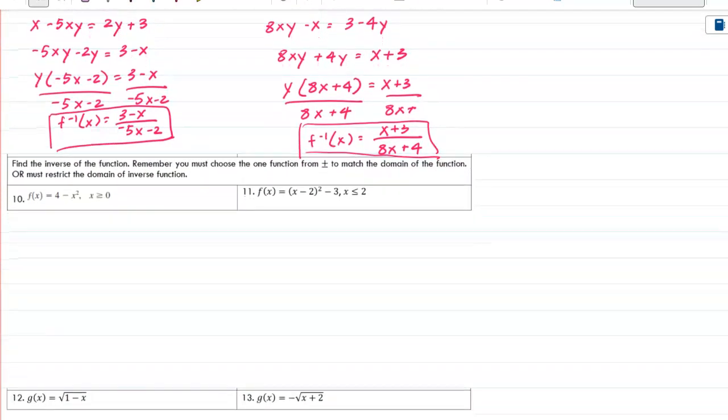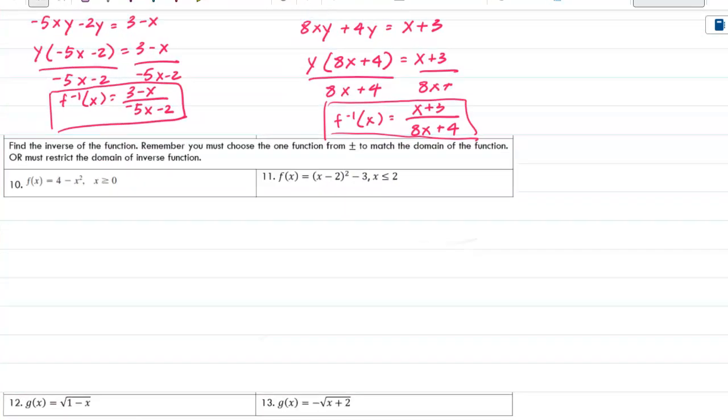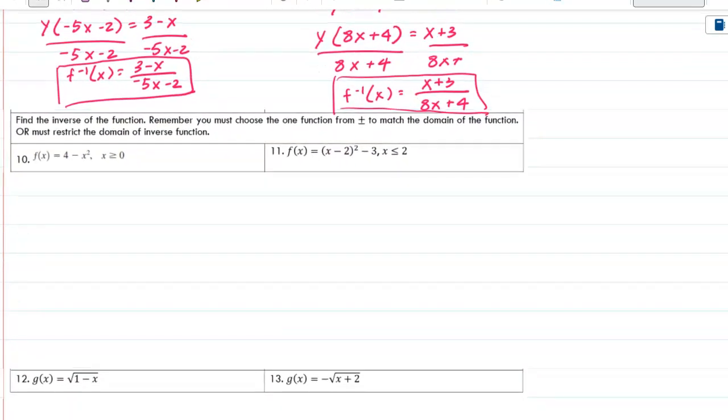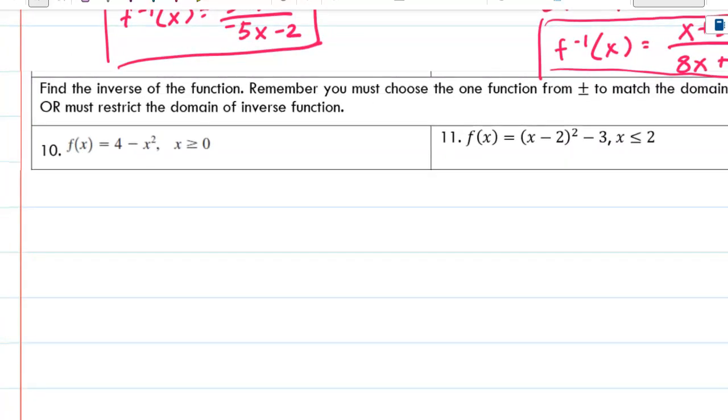Okay. It says find the inverse of the function. Remember, you must choose one function from plus or minus to match the domain of the function, or must restrict the domain of the inverse function. Okay, so this is a quadratic, but it's given the restriction already. So if this is the case, we can actually find the inverse function of this.